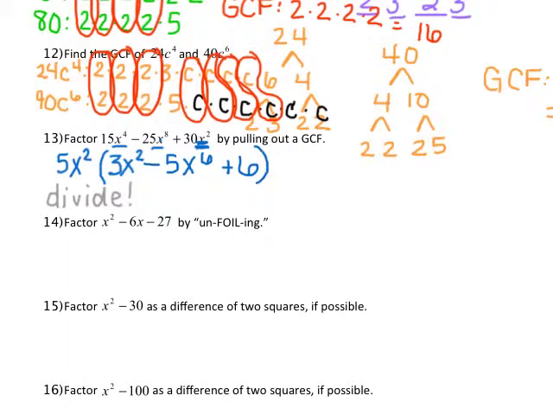So my final answer would be this right here, 5x squared times 3x squared minus 5x to the 6th plus 6. And if you really wanted to make sure you were right, you could take this and redistribute it. You could do the distributive property here, and when you do that, you should come back out to this final answer, or to this original problem, I mean.